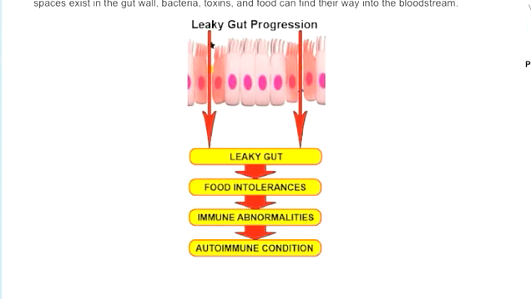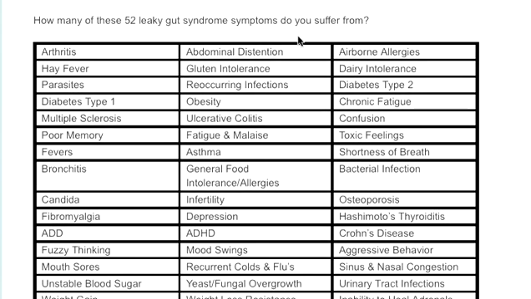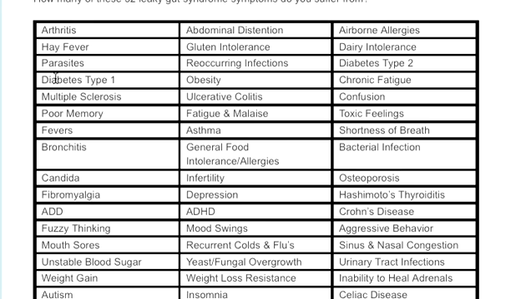Now that we understand that, let's look at some symptoms. Fifty-two leaky gut symptoms that you may suffer from: arthritis, hay fever, psoriasis, diabetes, multiple sclerosis, poor memory, fevers, fibromyalgia, fuzzy thinking. Look at this, mouth sores. Remember when I first started talking, I said we were going to talk about how different symptoms can be confused, and we were going to parallel these to herpes.